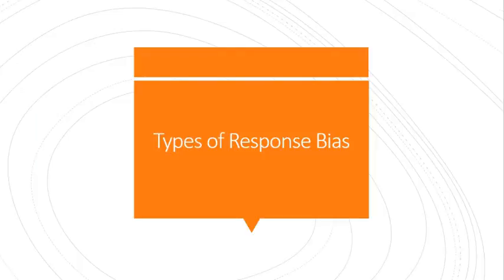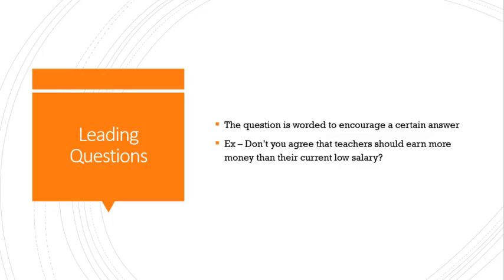Then we can have our response bias. And remember, this is when people answer differently than how they really feel. That can happen for a lot of reasons. One of them is leading questions. So if the question is worded to encourage a certain answer instead of remaining neutral, like, don't you agree that teachers should earn more than their current low salary? We're trying to influence people there to say yes. People are very agreeable. They don't want to argue a lot of times, so they'll just say, yes, of course. And so our sample is biased there because we didn't ask the question in a neutral way.